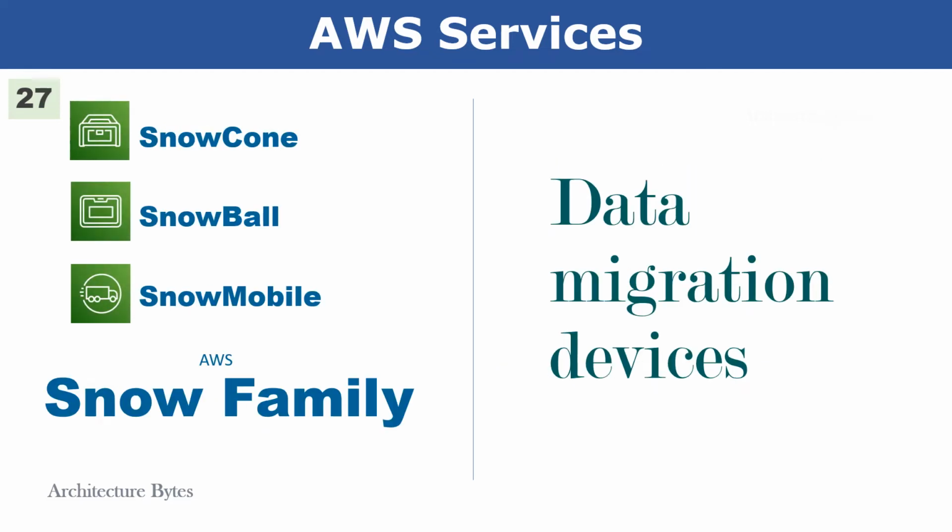Snow family are data migration devices. These physical devices can move petabytes of data into or out of AWS cloud without network dependency. Snowcone, Snowball, Snowmobile are devices of different configurations and sizes.